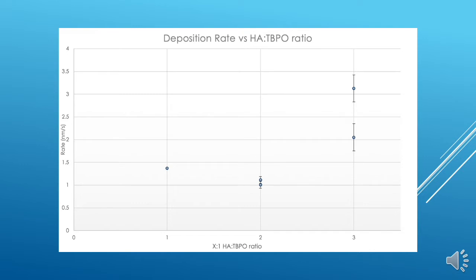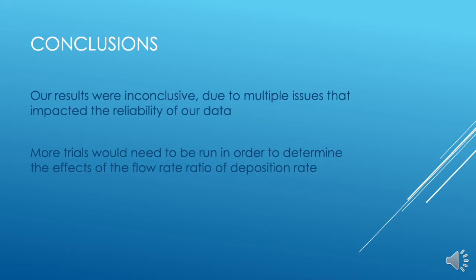As you can see, there is no obvious correlation between the rate of deposition and the ratio of the flow rates. This could be due to numerous equipment issues that we encountered during our experiment, such as a faulty thermocouple that kept us from being able to get an accurate temperature reading for some of our trials. As a result of the issues that we faced, our data was unreliable, and therefore our results were inconclusive.